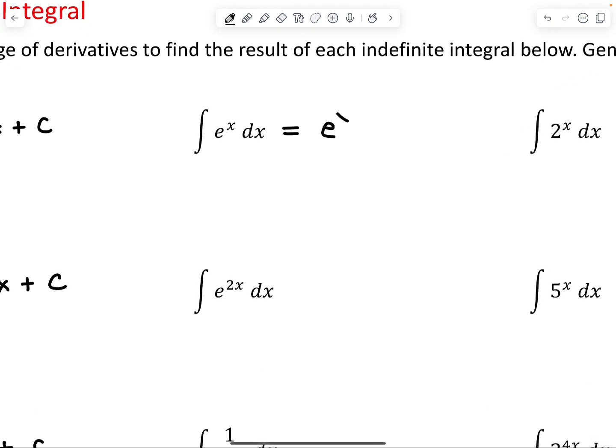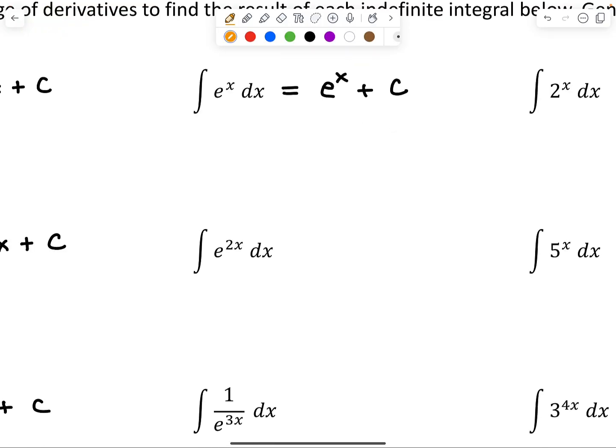The derivative of e to the x is also just e to the x. So the integral or antiderivative of e to the x is e to the x, and then, of course, plus c. Now, recall that when you find a derivative with respect to x of e to the u, where u is some other function, the result is u prime e to the u.